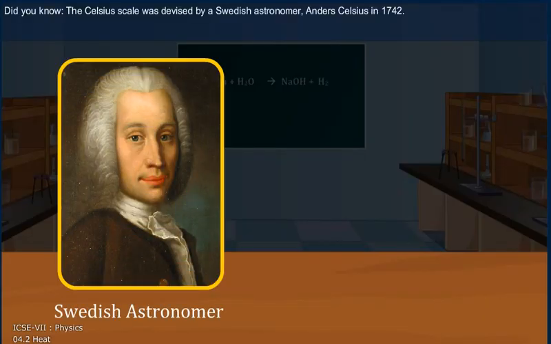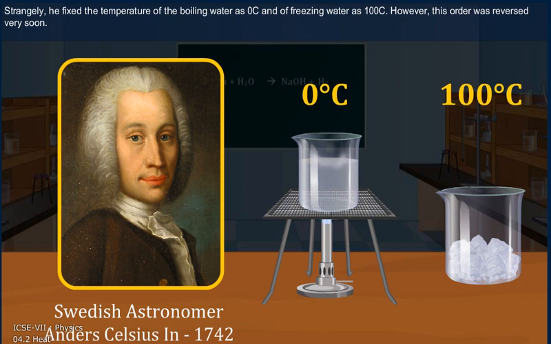Did you know? The Celsius scale was devised by a Swedish astronomer, Anders Celsius, in 1742. Strangely, he fixed the temperature of the boiling water as 0 degrees centigrade and of freezing water as 100 degrees centigrade. However, this order was reversed very soon.